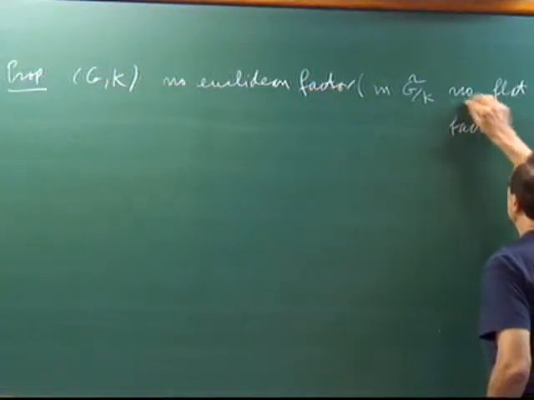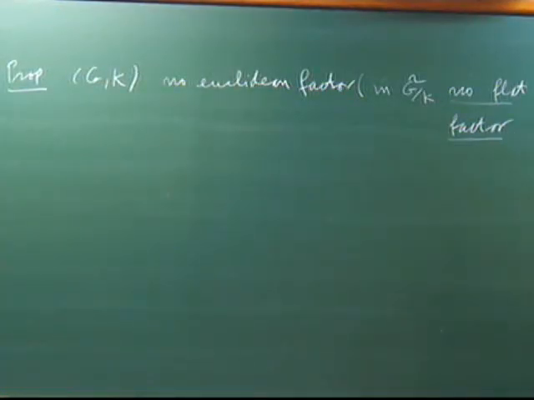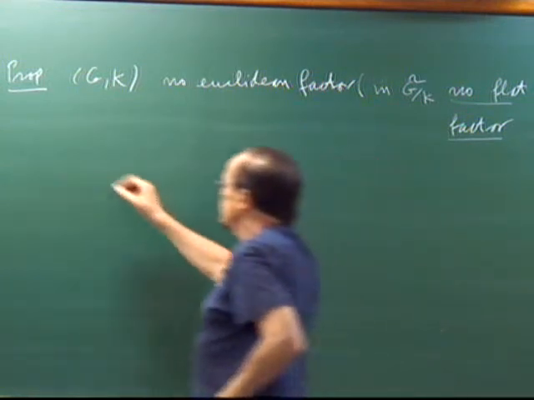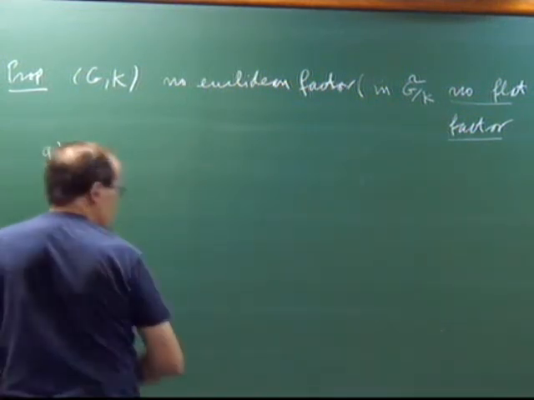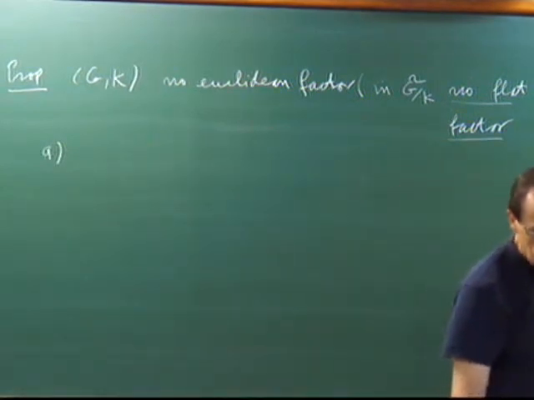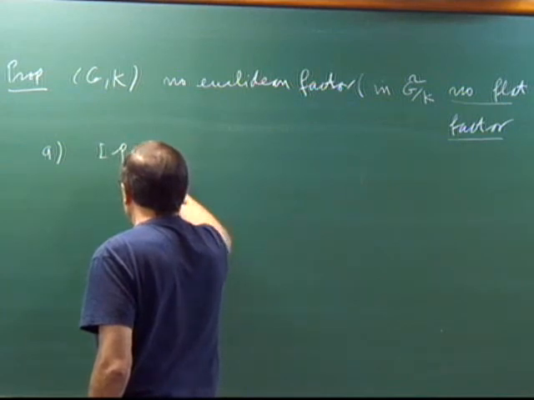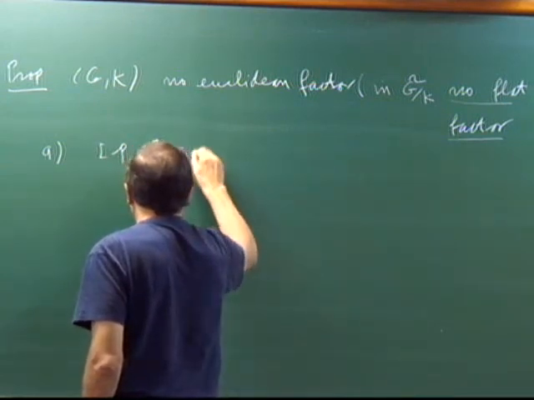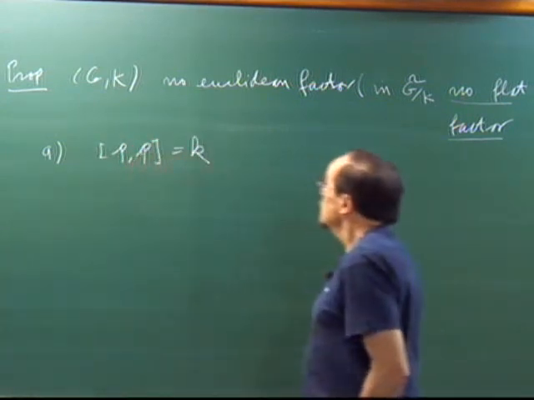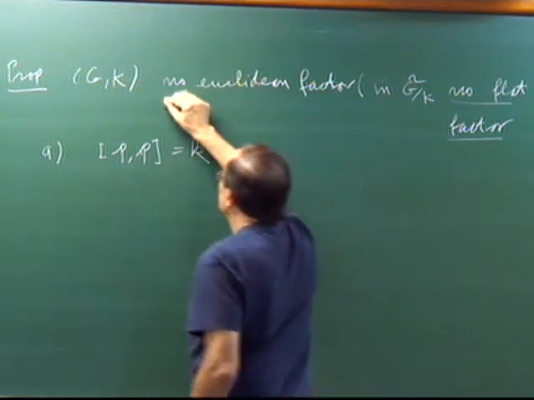So no flat Euclidean factor. That's always a useful assumption. It's not restrictive because of that. So then, three different statements. A is [P,P] is equal to K. So again, we have our Cartan decomposition as usual.